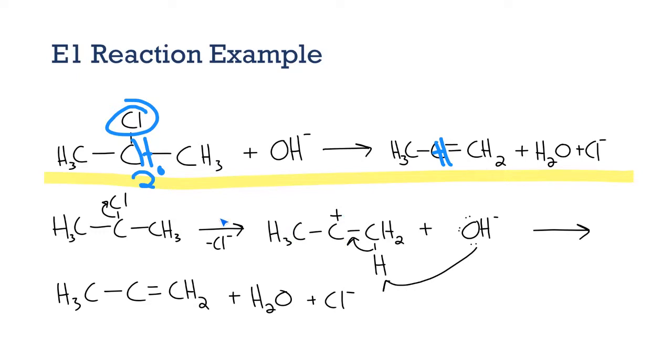And this process is the slow step. It's the rate determining step. As you can see here, it only involves the substrate. We'll get to this more later on, but as of right now, can anyone tell me if this carbocation can rearrange at all?